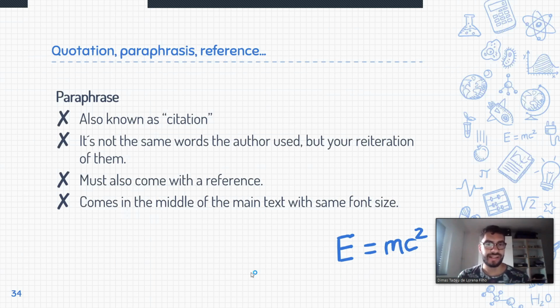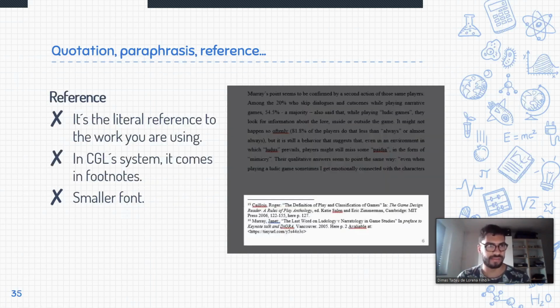Then the reference itself, which is what we discussed before. It's the literal reference to the work you are using. In the CGL system, it comes always in footnotes, like here, and in smaller fonts. So this is another thing that can be confusing because some people say, oh, I'll add the references later, as we talked before. If by reference they're saying only this, the reference itself where they took from, then it's not a problem. This you can add later.